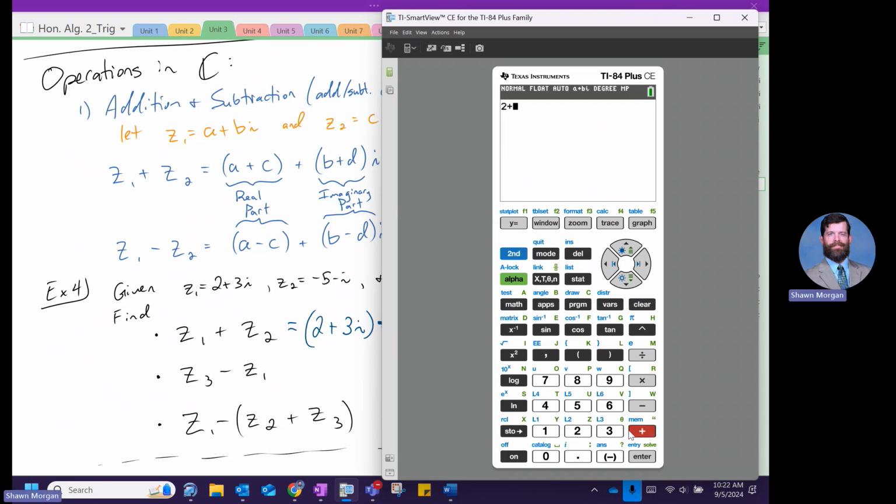Here's how you do that on your calculator. Literally 2 plus 3i plus negative 5 minus i. And because my calculator is in a plus bi mode, I get negative 3 plus 2i, which is exactly what you guys showed me.